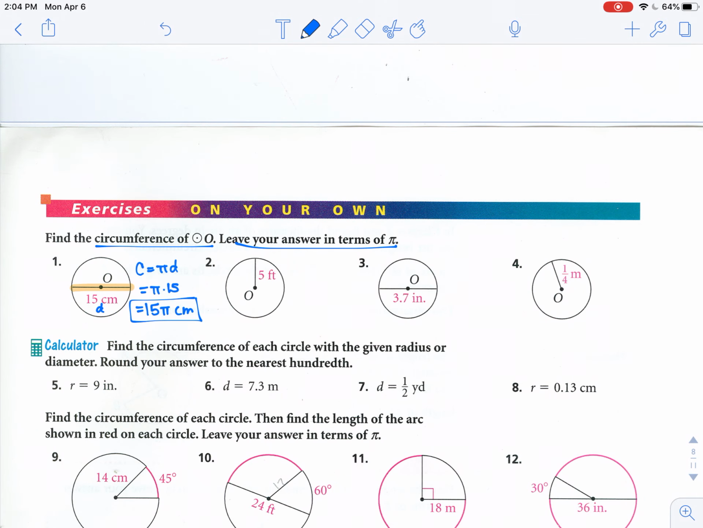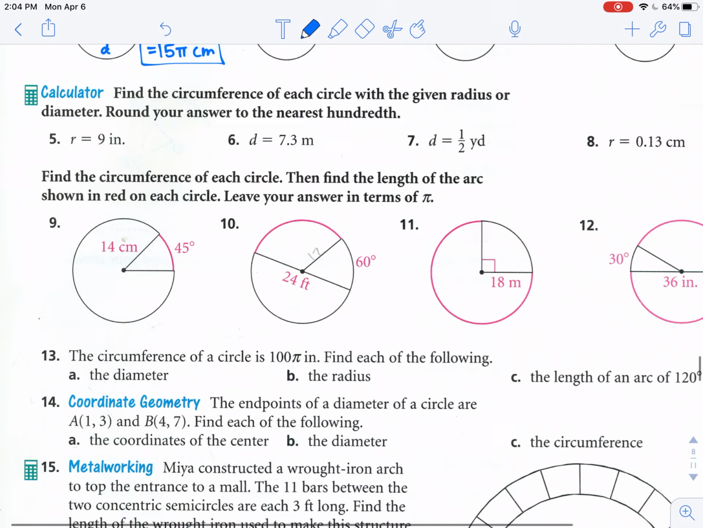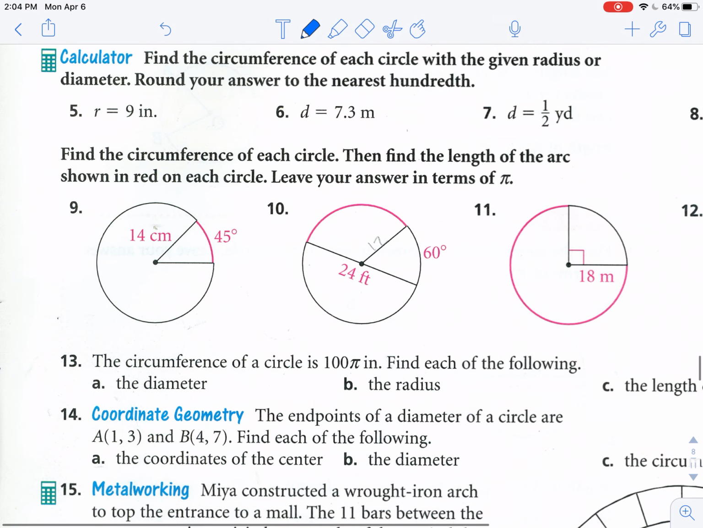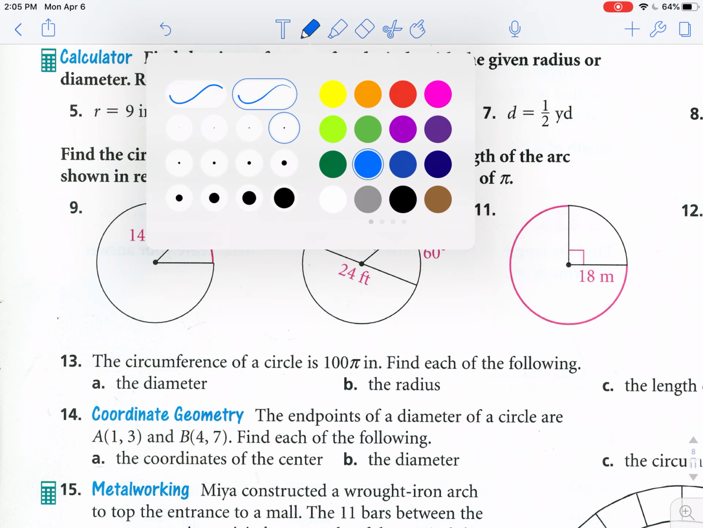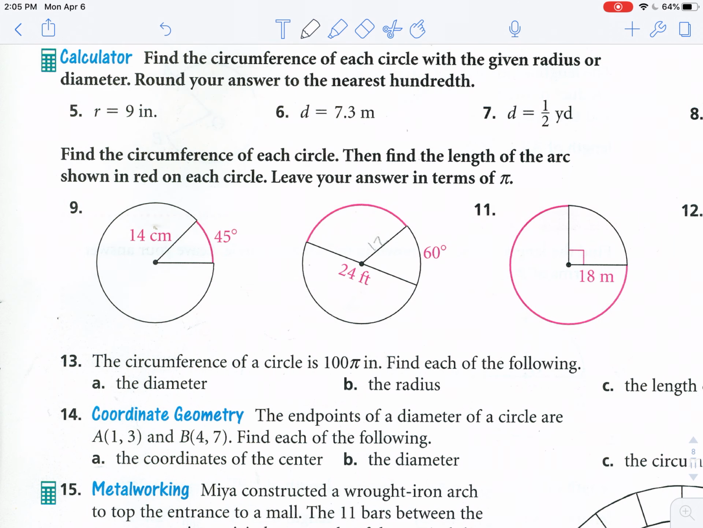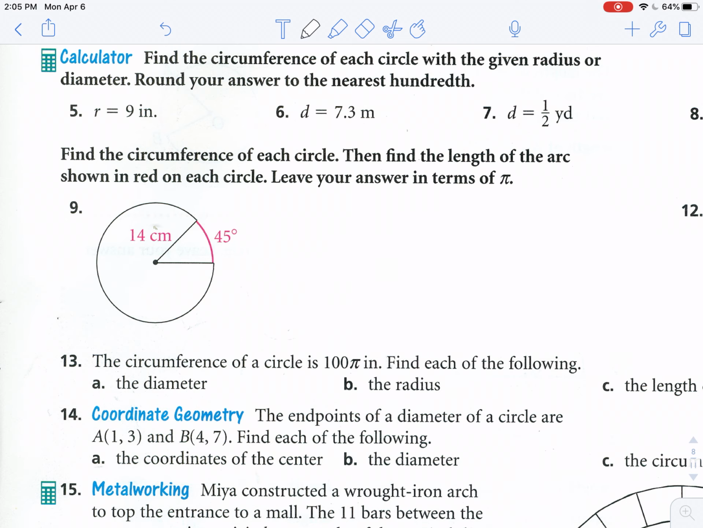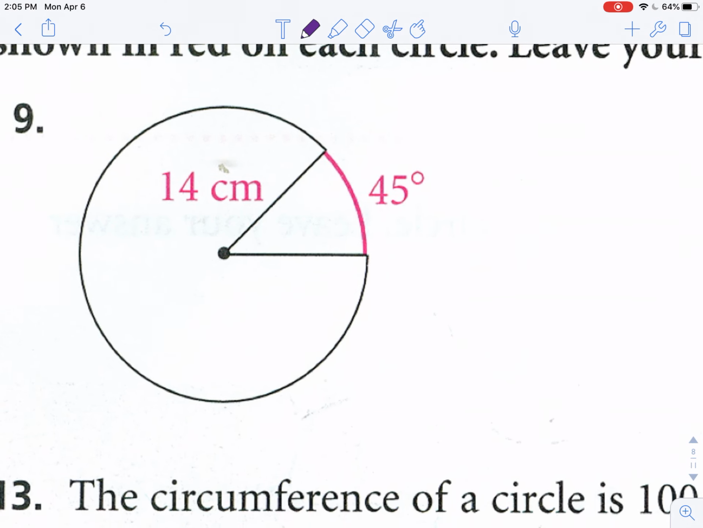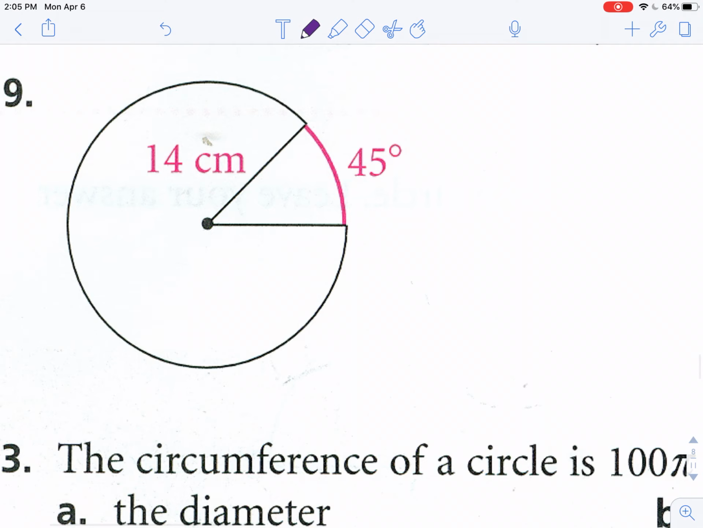Another type of question for you. Okay, number 9, we're looking for the circumference and the arc length of the red highlighted piece, and we're going to leave our answer in terms of pi. All right, I'm going to give myself a little bit more room, so Zamboni some space, and I'll take a look at number 9 with you. All right, number 9. We're asked to do 2 things. We want our circumference and our arc length.